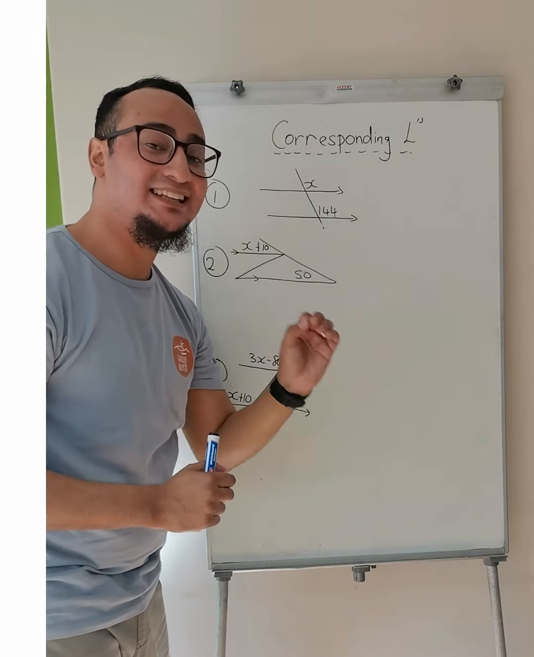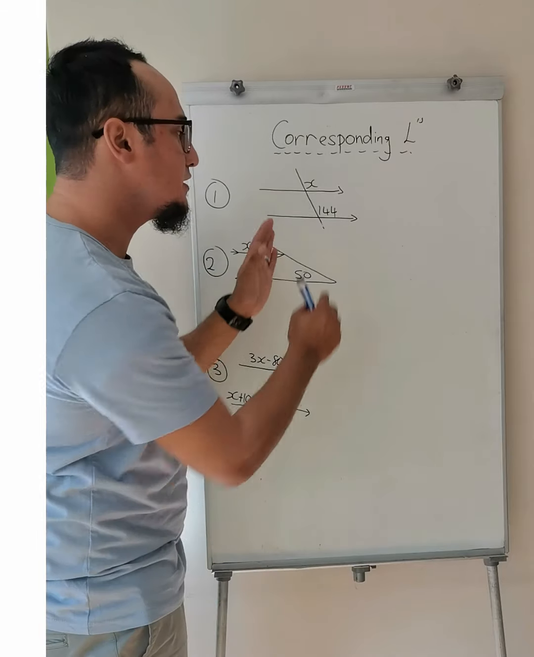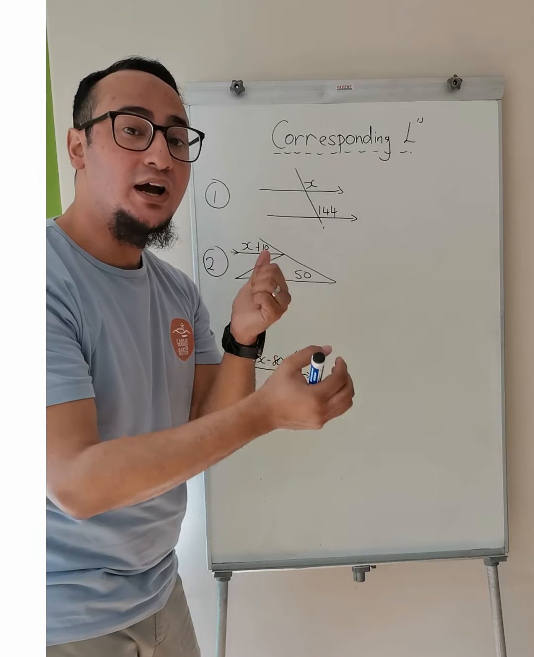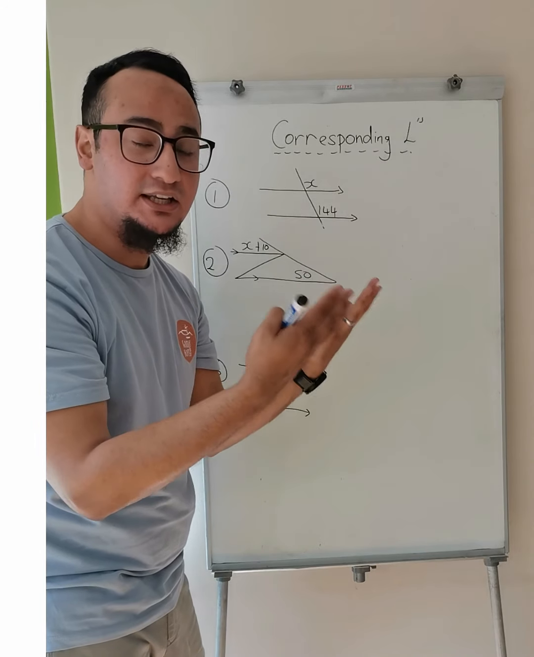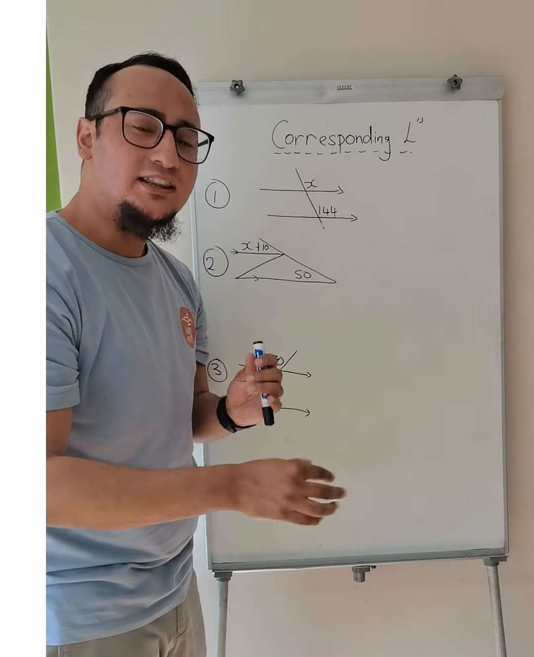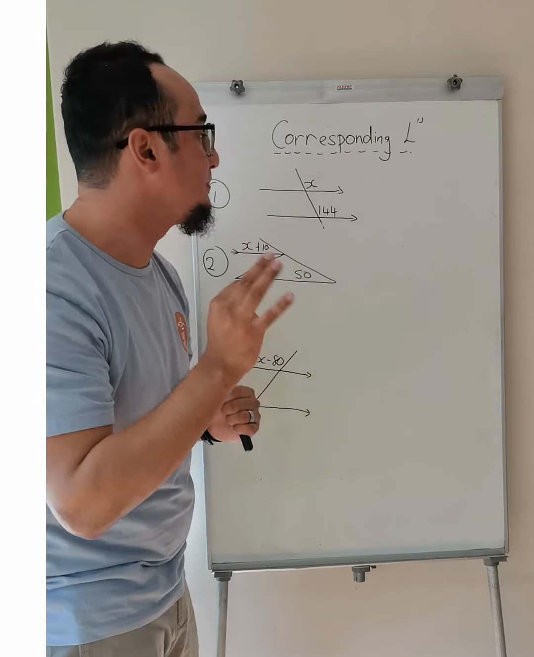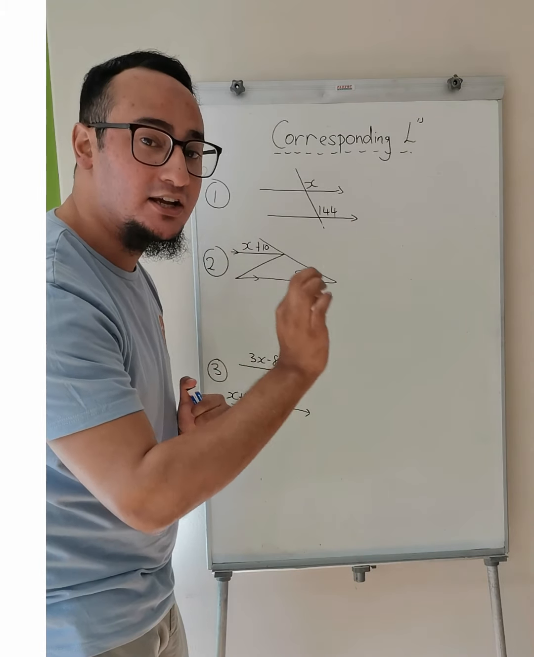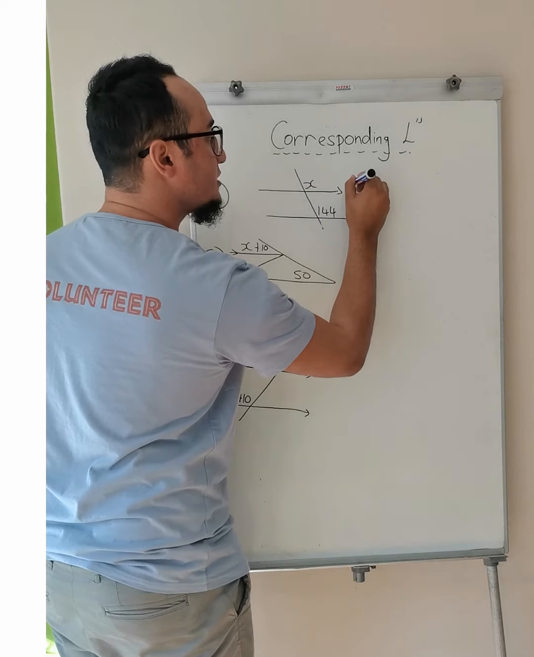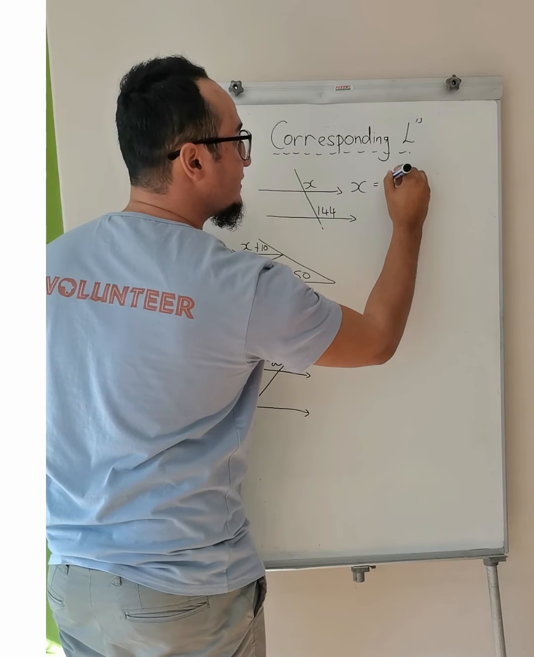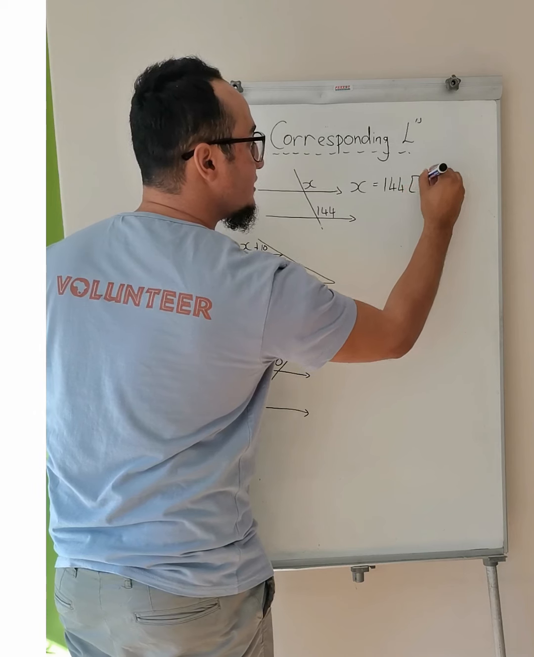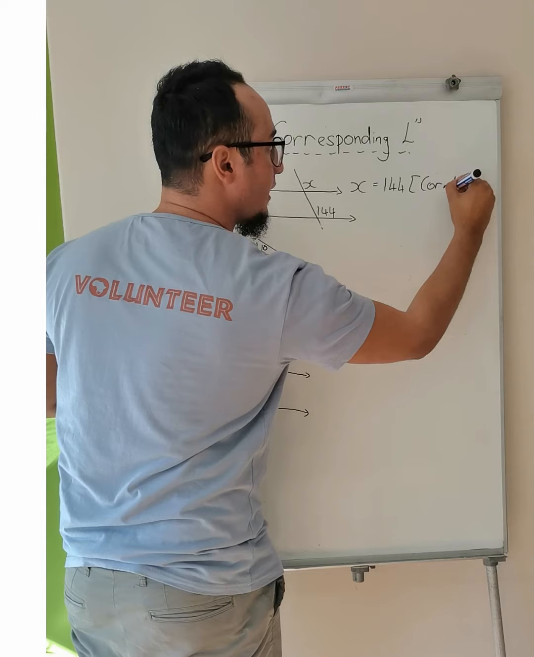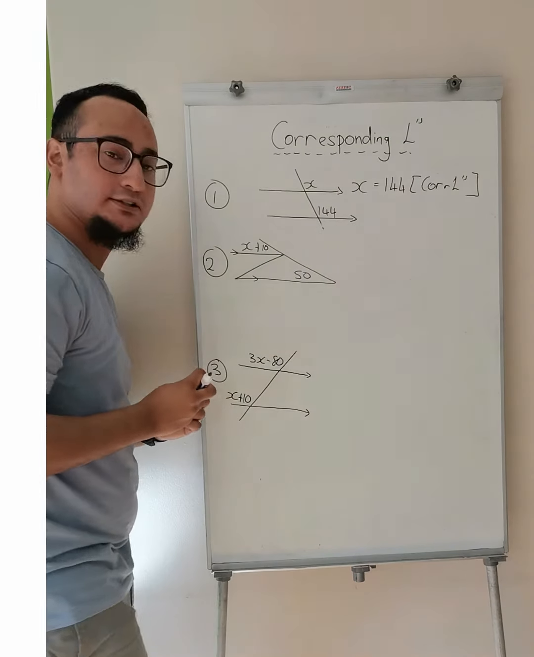Notice how they are written in a different format. The one thing is 144 and another thing is x. But what do we know? That the amount of degrees of each angle are the same. Why? The only reason I know that is because of this rule over here. Corresponding angles. The angles are the same. So therefore, this answer would be x is equal to 144, and your reason is corresponding angles.